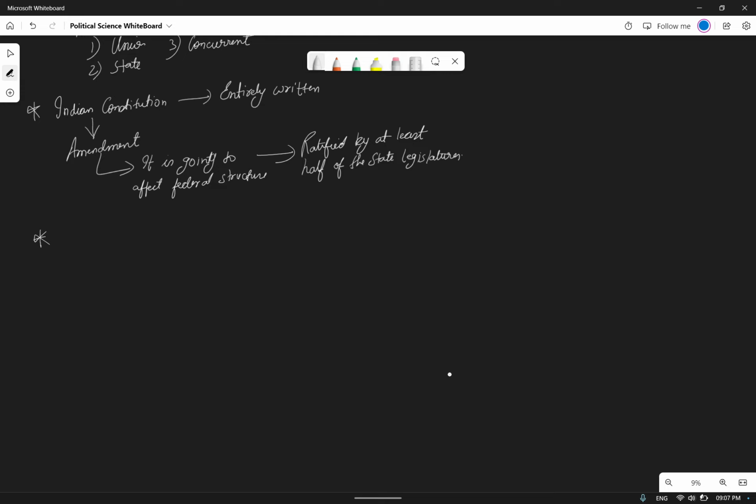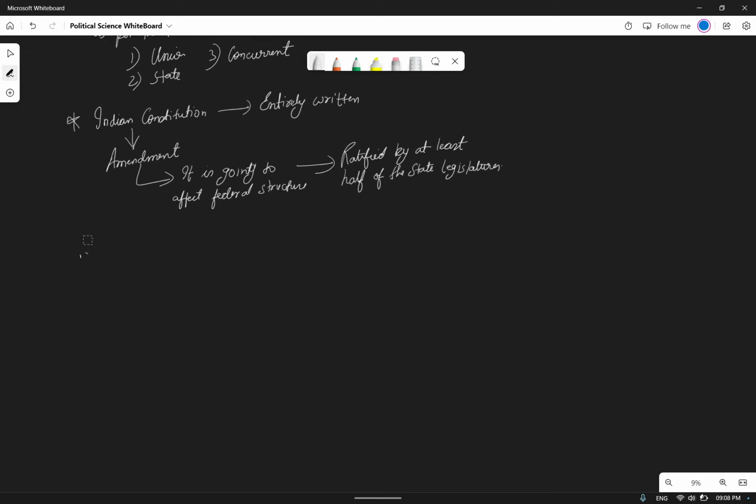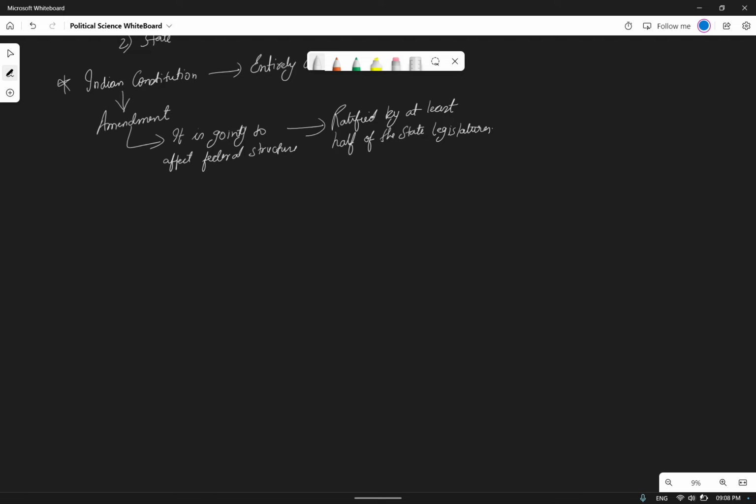And like other federal states, our country also has an independent judiciary as an essential feature. We have already discussed other independent aspects, like judiciary, comptroller and auditor general, chief election commission and public service commission. So these are the four independent bodies in the constitution. Okay, these were the federal features, and we have already discussed the five tests of the federal features at the start of the lecture. You can go through it.